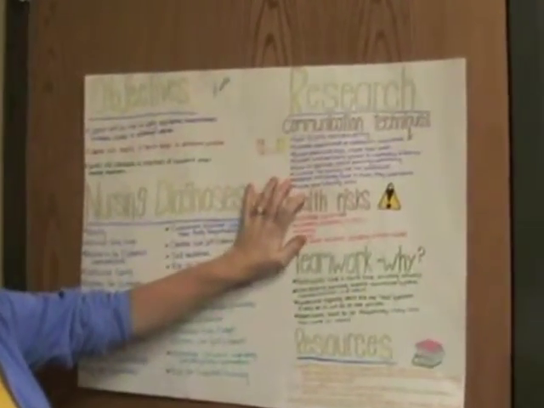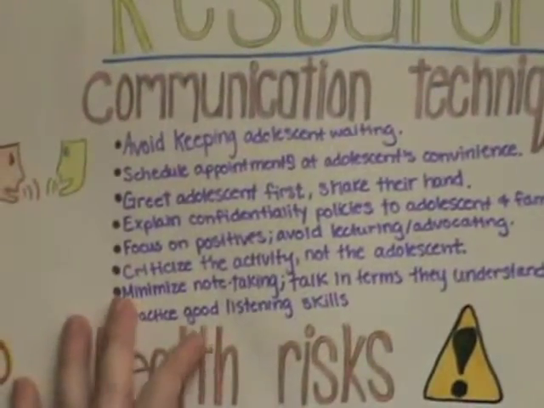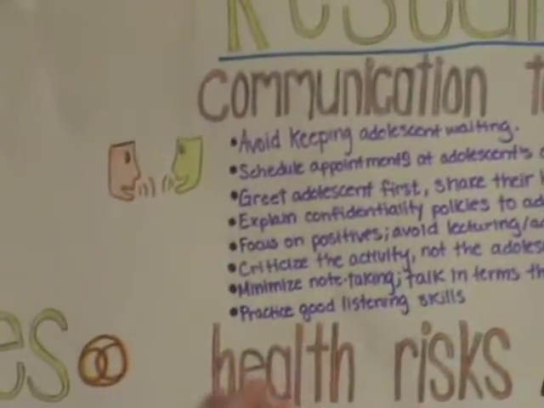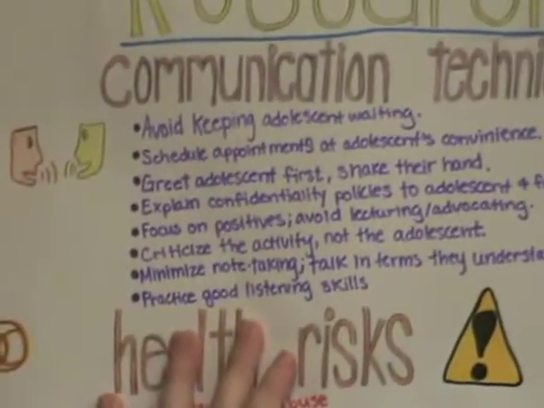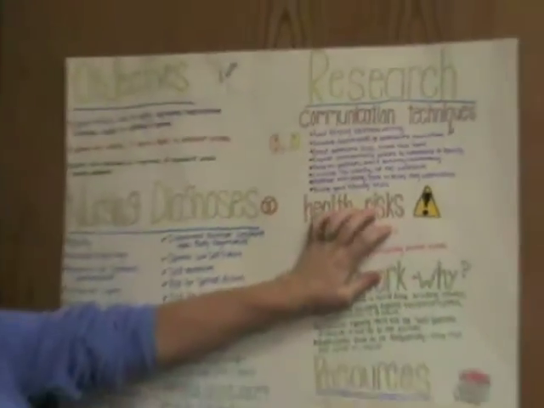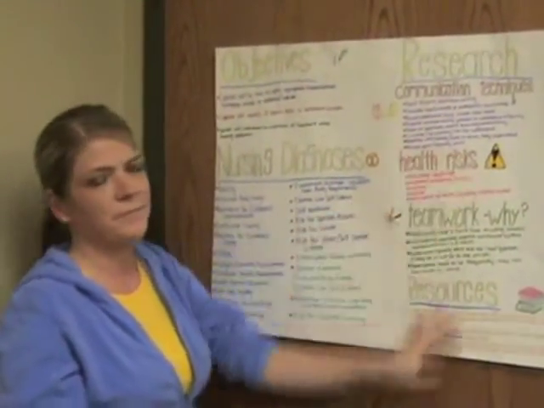Focus on the positive, avoid lecturing the adolescent, and advocate for them. Criticize the activity and not the adolescent. Minimize note-taking. This can make the adolescent feel like you're writing stuff down and mocking them. Talk in terms that they understand. And also always practice good listening skills.